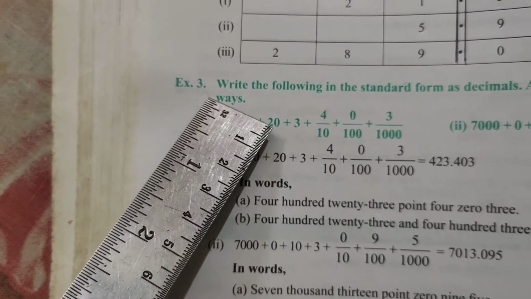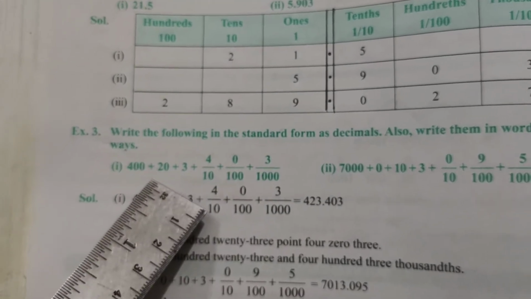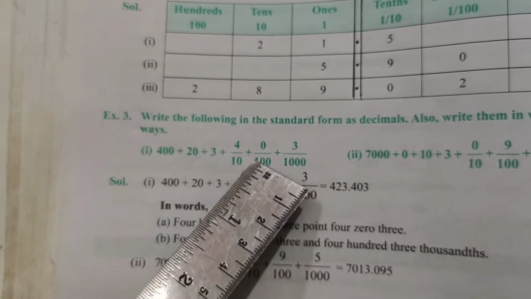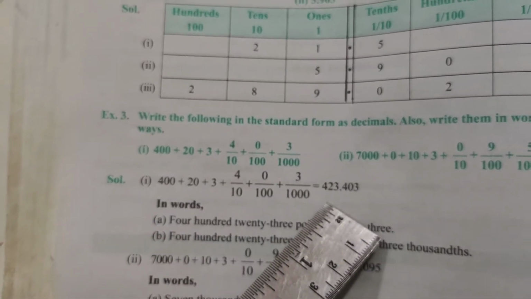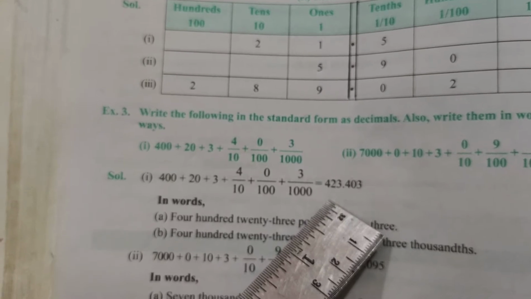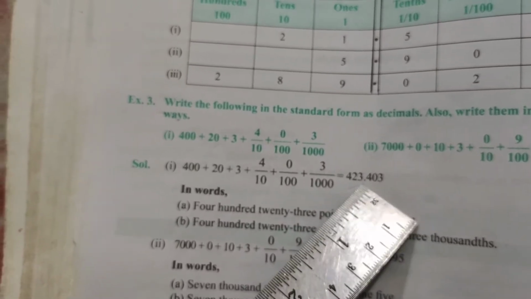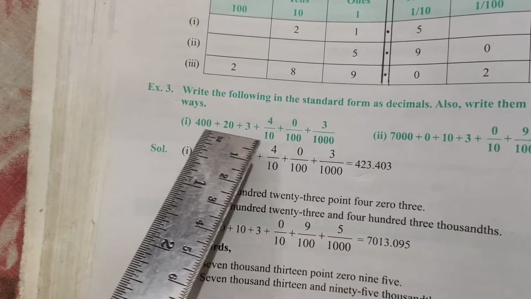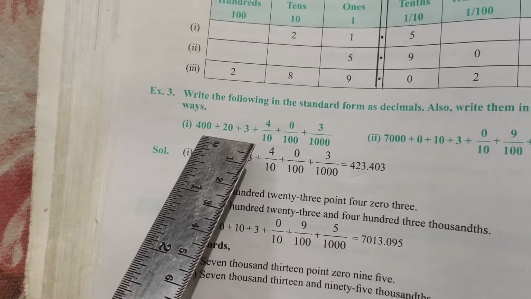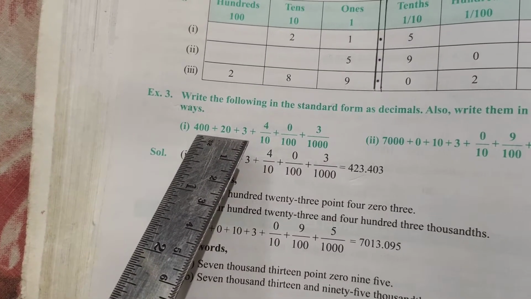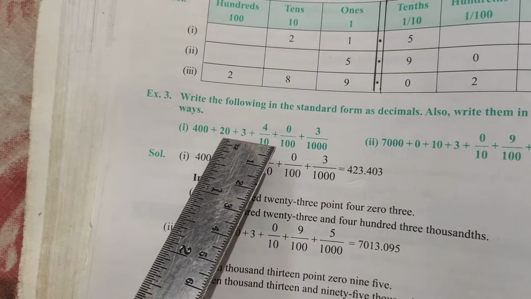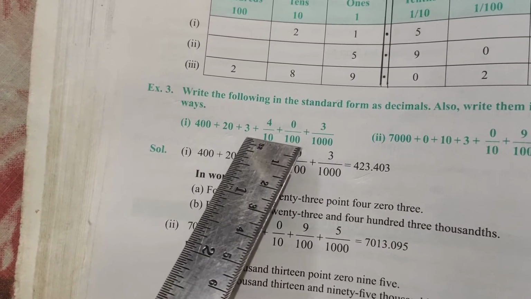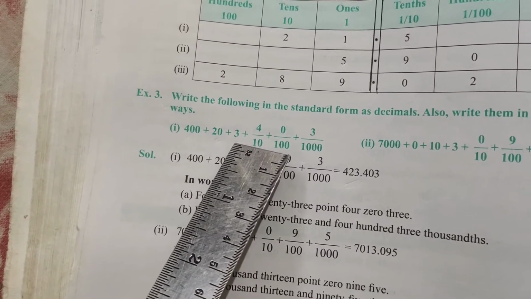Now on the same page you have question number 3. Here you have been given the decimal number in expanded form. From this expanded form we have to write the decimal in composite form, or in one line only, like here. So 400 plus 20 plus 3. As you can see, 400 means 4 into 100, so 4 is in the hundreds place. 20 means 2 into 10, so 2 is in the tens place. 3 means 3 into 1, so 3 is in the ones place.